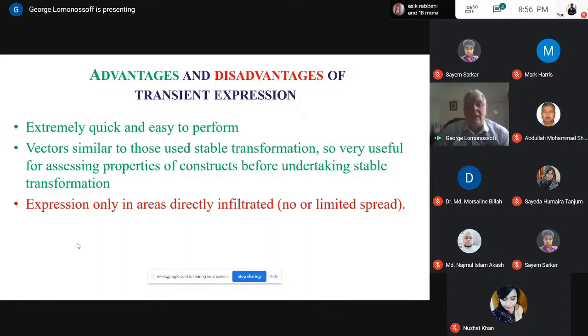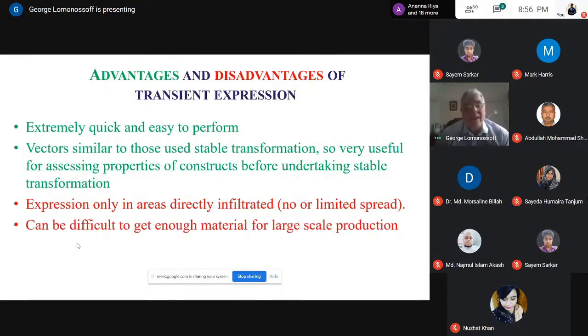Disadvantages are the expression only occurs in the areas directly infiltrated. So where the Agrobacterium goes, that flooded area of the leaf, that's where it stays. Now that's an advantage in certain cases. It won't go anywhere else. So actually you can infiltrate different patches on the same leaf if you want to look at different types of constructs to compare them. They won't cross-contaminate. But it does mean it can be difficult to get enough material for large-scale production because it's not going to move throughout the plant. And it's therefore very important to maximize the expression levels in the tissues which actually have received the DNA.